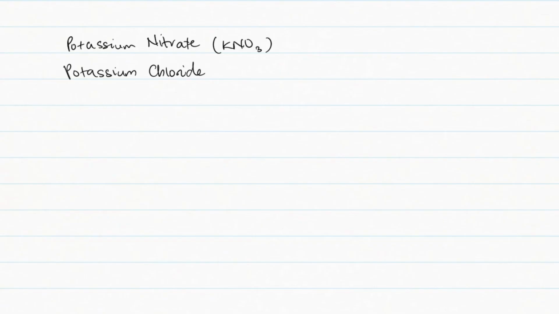Potassium nitrate or potassium chloride, but are they always used in the salt bridge though? Although other salts may be used, they are the salts most frequently chosen because of their high solubility and ability to provide mobile ions.